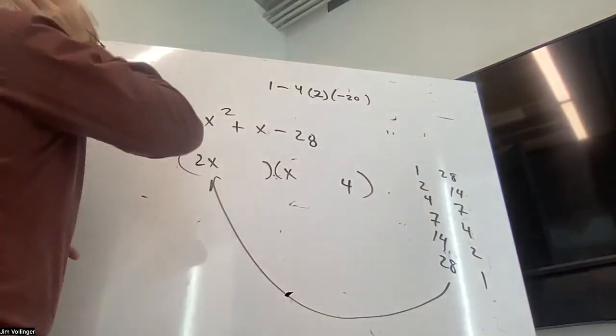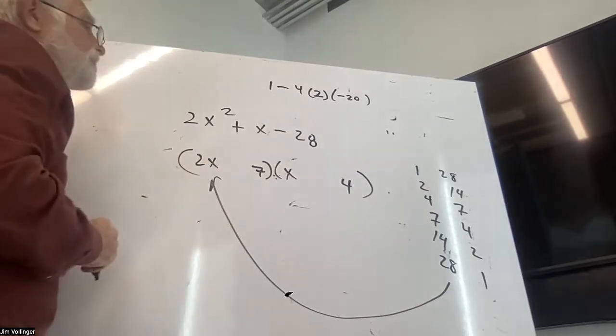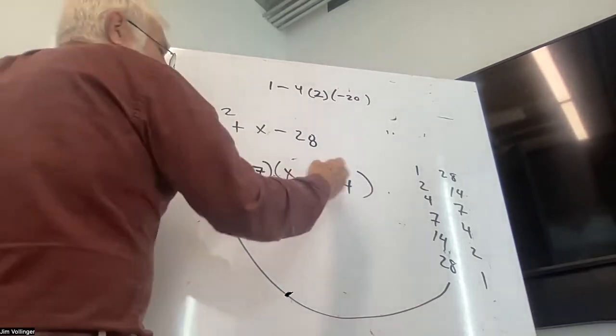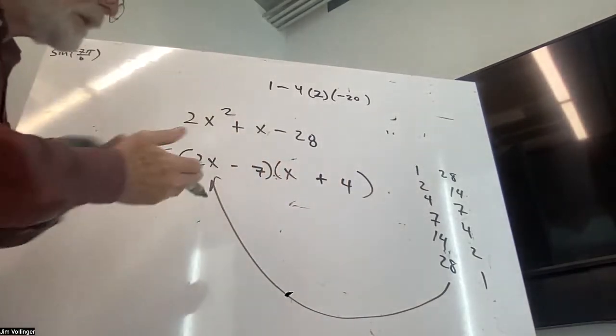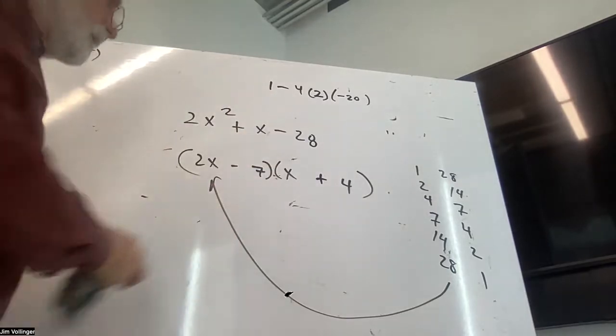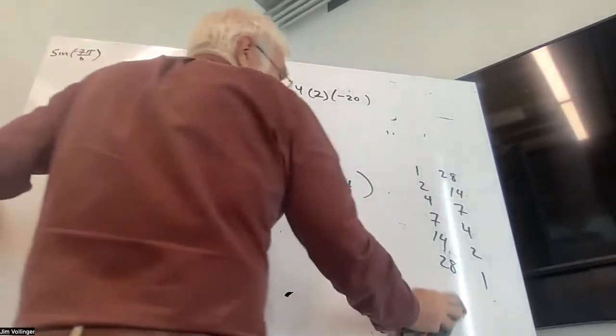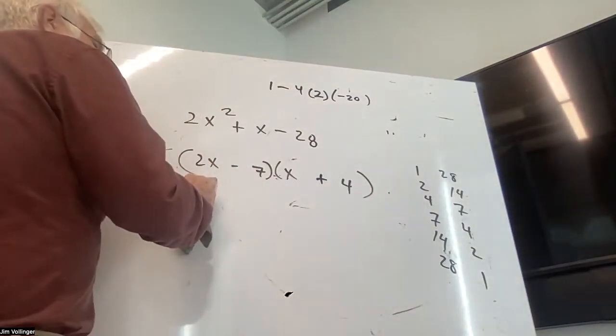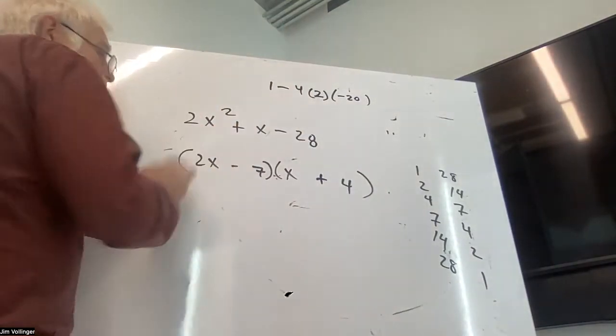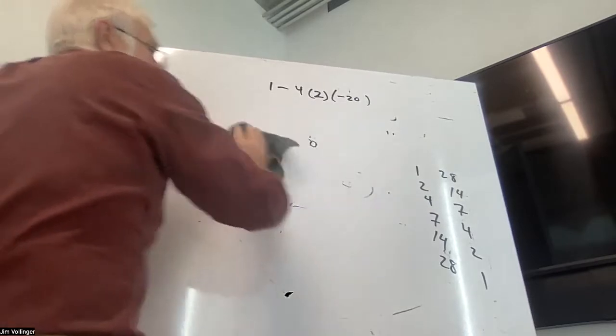4 times 2 is 8. 8 and 7 are 1 apart. I want positive, so I want that one positive, that one negative. Okay, so it's computer-like work. Hopefully you just randomly look at the ones that have the most impact on the middle term, and you land on it usually. So that one's done.